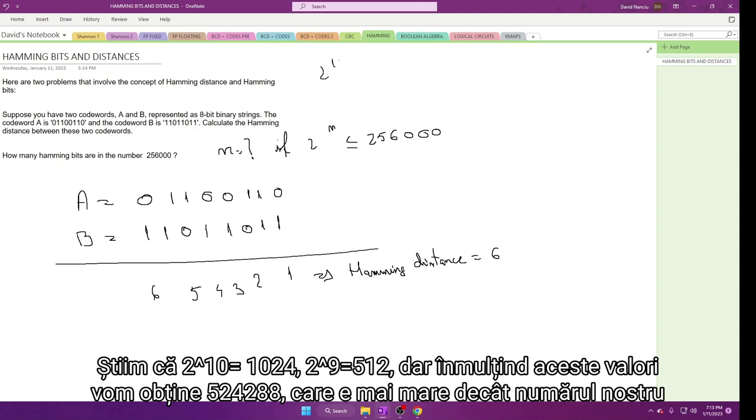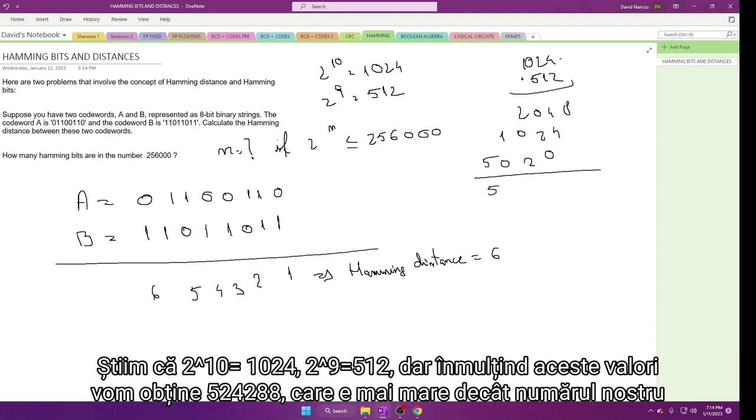So, therefore, we know that 2 to the 10 is 1024. 2 to the 9, obviously, dividing this by 2, we'll get 512. But multiplying those two values, we'll obtain 524,288. So it's clearly larger than our number right here.